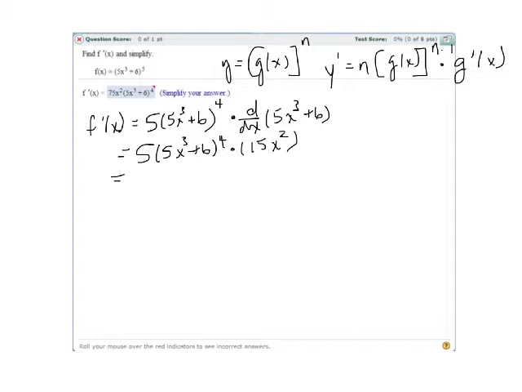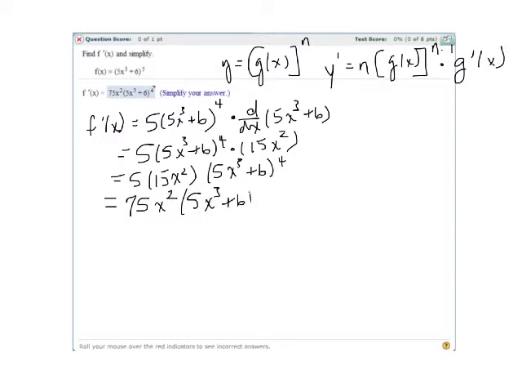And since we're multiplying 5 times the quantity 5x cubed plus 6 to the 4th times the quantity 15x squared, the commutative property says that I can multiply these in any order that I would like. So I'm going to go ahead and move that 15x squared to the front so that I can multiply it by the 5. And 5 times 15 happens to be 75x squared times 5x cubed plus 6 to the 4th.